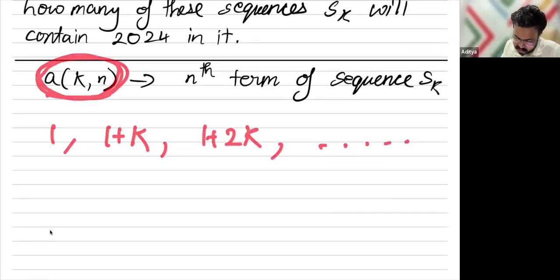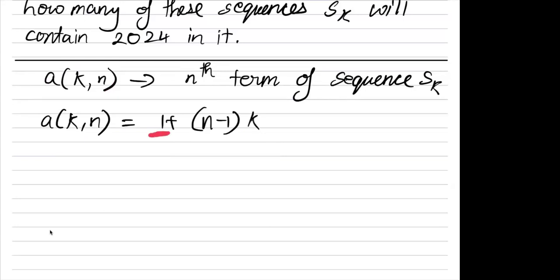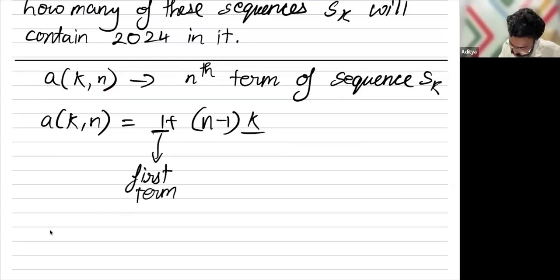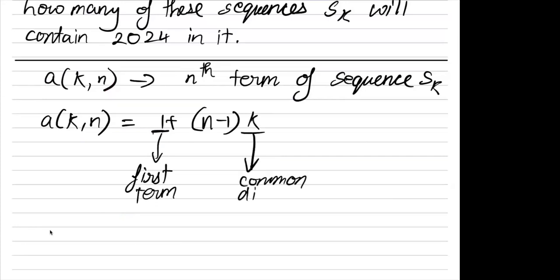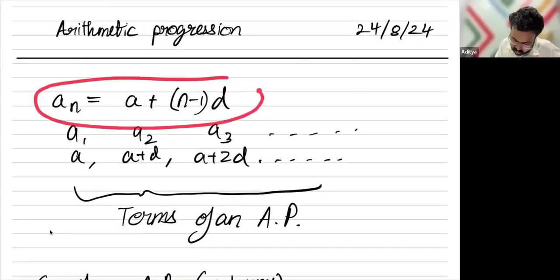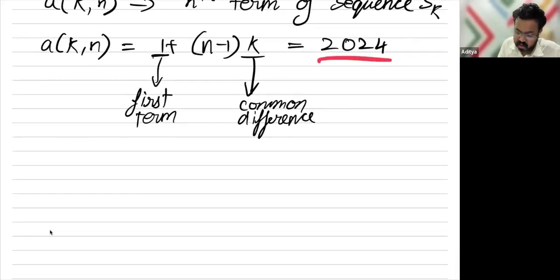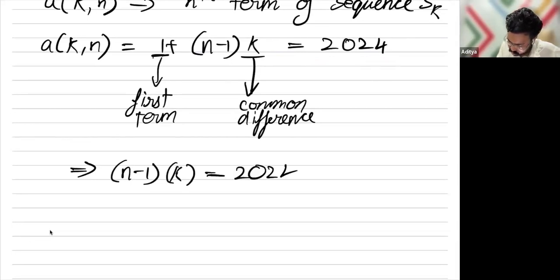Then I can define some quantity called A K N, which is the nth term of our sequence SK. And since this is the nth term of an arithmetic progression, I can write that A K comma N is equal to 1 plus (N minus 1) K, where 1 is the first term, K is the common difference, and N minus 1 is simply the number of terms minus 1. Then you have to equate this to 2024, which is the present year. Then we'll say that this implies (n minus 1) times k equals 2024 minus 1, that is 2023.